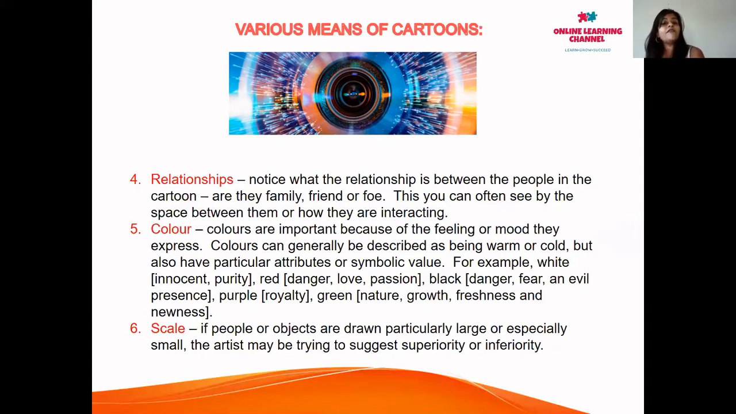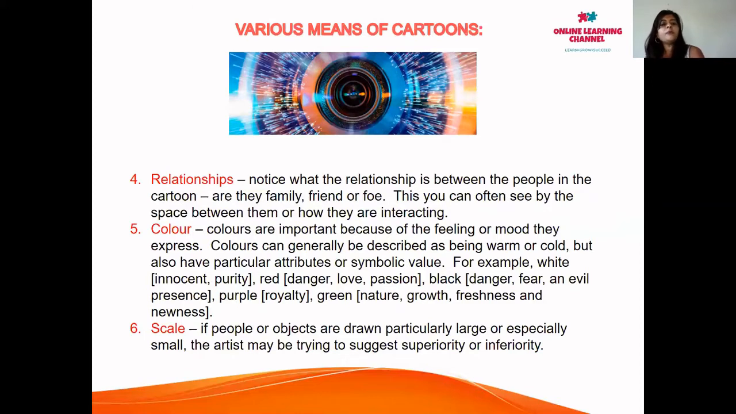Color. Colors are very important because of the feeling or mood they express. Colors can generally be described as being warm or cold, but also have particular attributes or symbolic value. For example, white symbolizes innocence and purity. Red symbolizes danger, love, and passion. Black symbolizes danger, fear, and evil presence. Purple symbolizes royalty. Green symbolizes nature, growth, freshness, and newness.